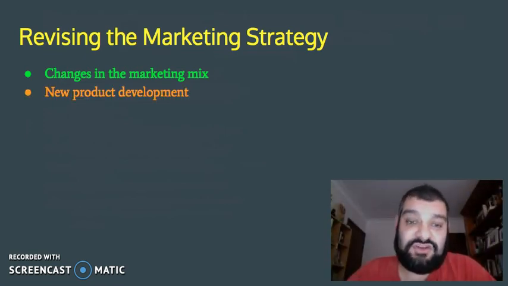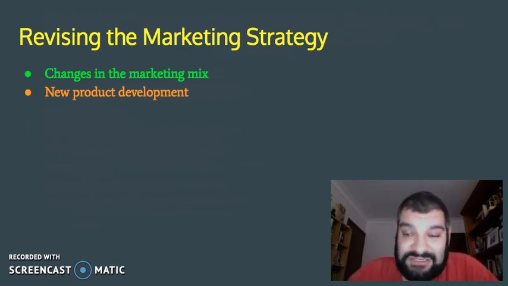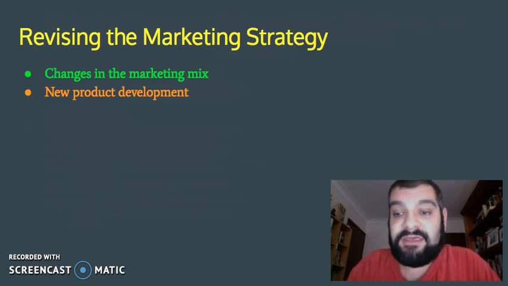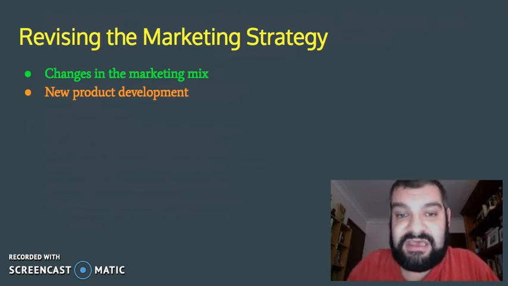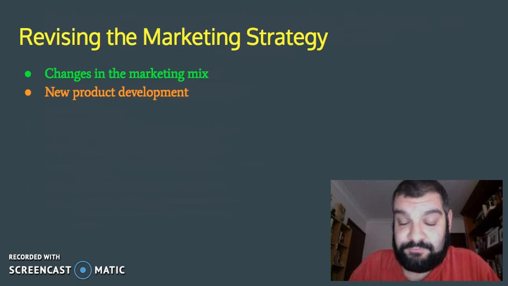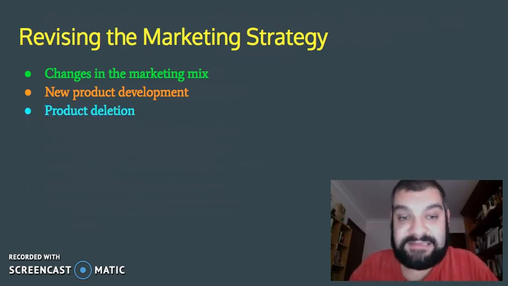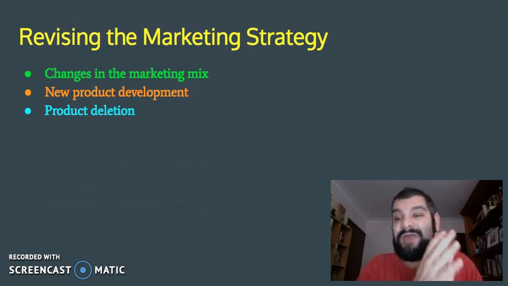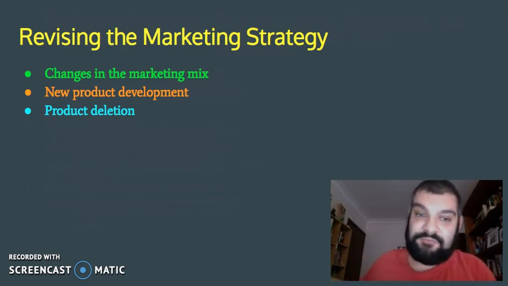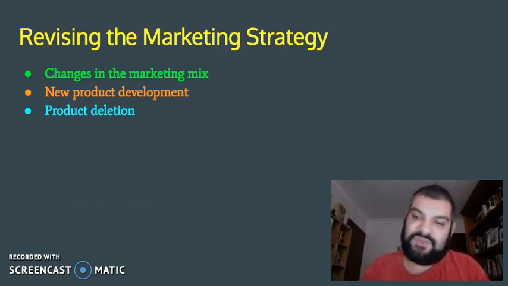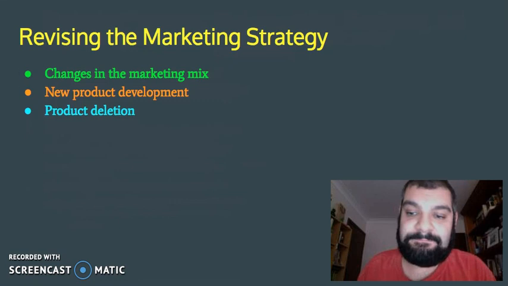They might need to look at new product development. So let's try and get a new product out there. The current product we've got is clearly not working. Let's start from scratch and put in something brand new. Or they can actually get rid of old products, product deletion. They might find we're at the end of our product life cycle for this product. No one's buying it anymore. Let's just get rid of it and go back to square one and start again.